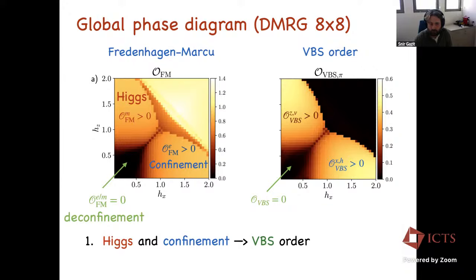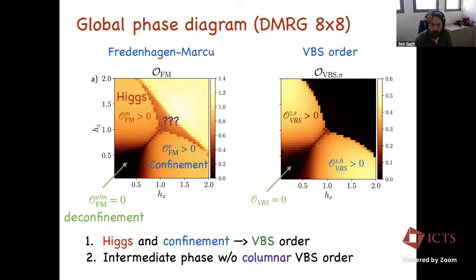So that's the first conclusion. Higgs and confinement occur together with VBS order. I would like to mention that you see this shaded region in the Fredenhagen-Marcu order parameter, which has no columnar VBS order.